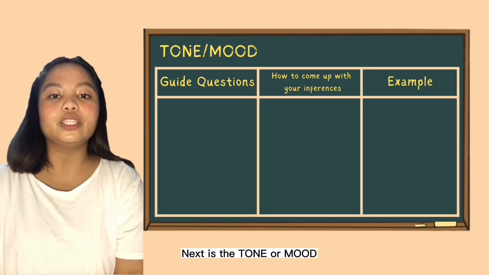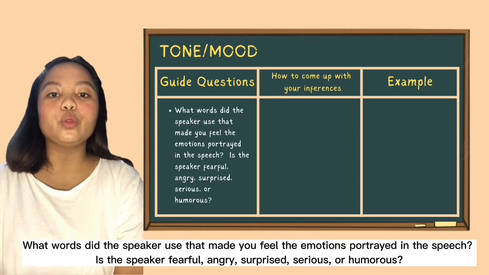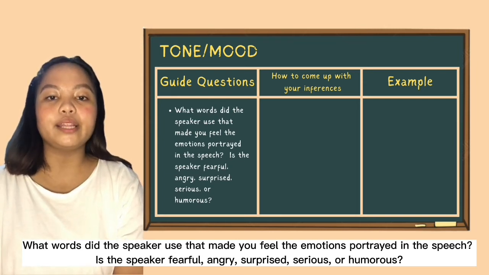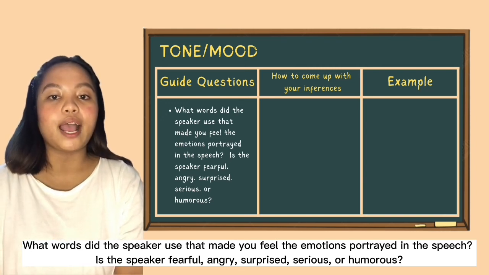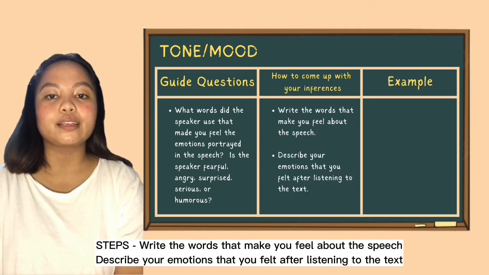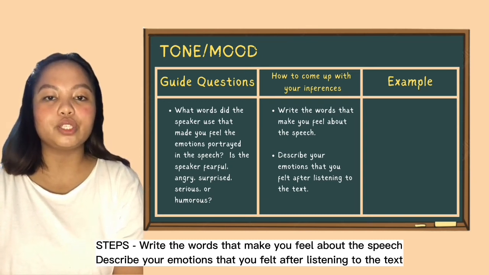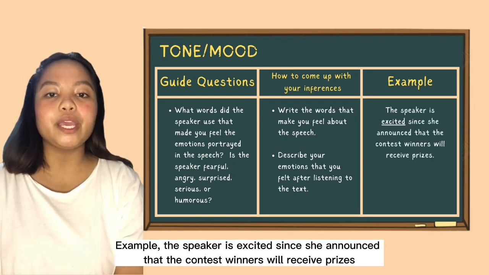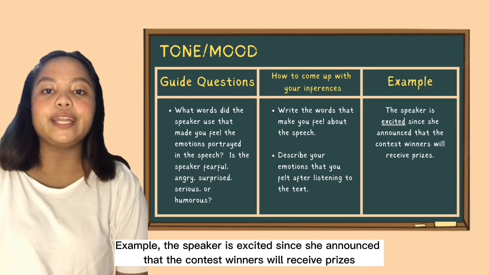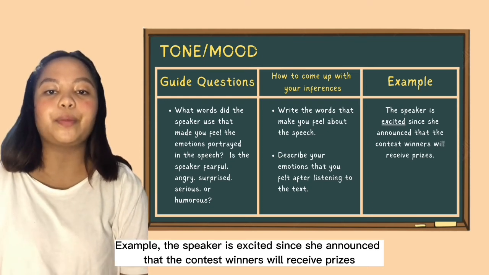Next is the tone or mood. What words did the speaker use that made you feel the emotion portrayed in the speech? Is the speaker fearful, angry, surprised, serious, or humorous? Steps: write the words that make you feel about the speech. Describe the emotion that you felt after listening to the text. Example: the speaker is excited since she announced that the contest winner will receive prizes.